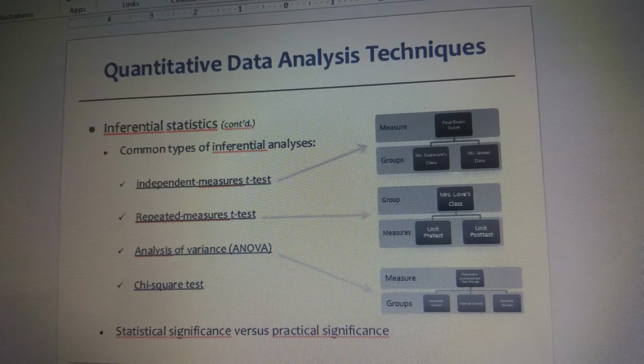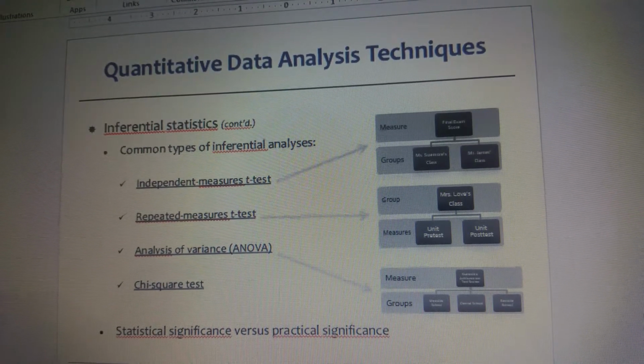But if I have just one group, section 5, your section, and I give you a pre-test, and after some time I give you a post-test, and then I see if there is a significant difference between the pre and the post performance, I will use the repeated measure t-test, or we call it paired sample t-test, because we are examining one group, pre and post.